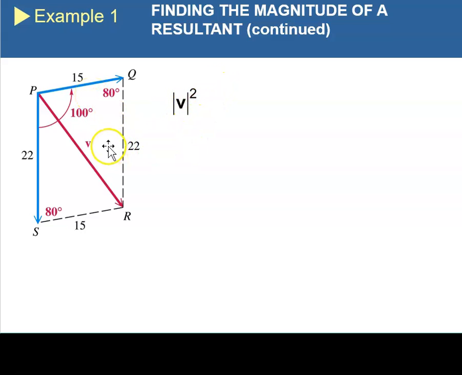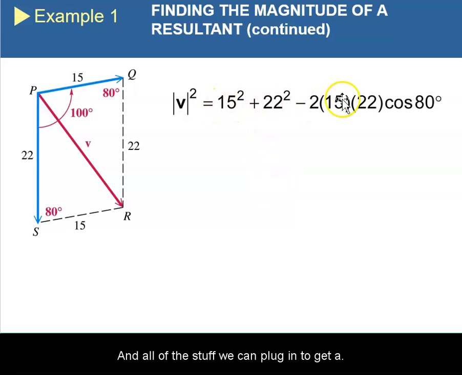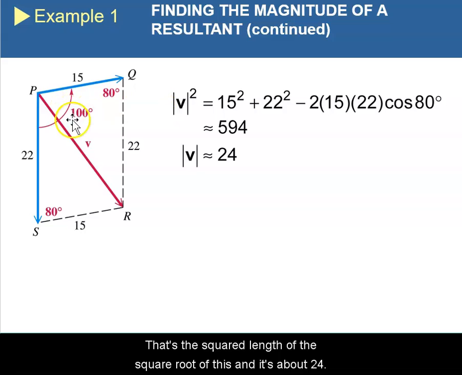So b squared is going to be 15 squared plus 22 squared minus 2 times 15 times 22 times cosine of 80 degrees. So we're using our law of cosines here, and all of this we can plug in to get an approximate value. That's the squared length, so I have to take the square root of this, and it's about 24.